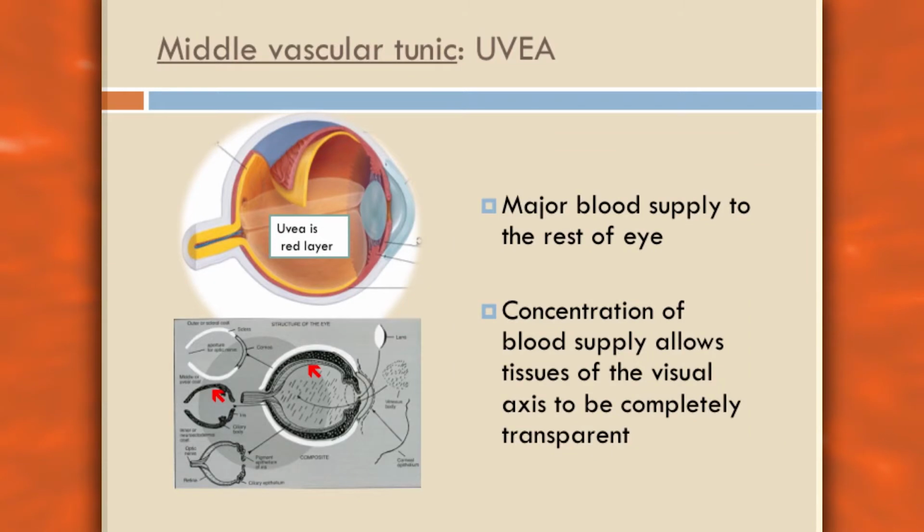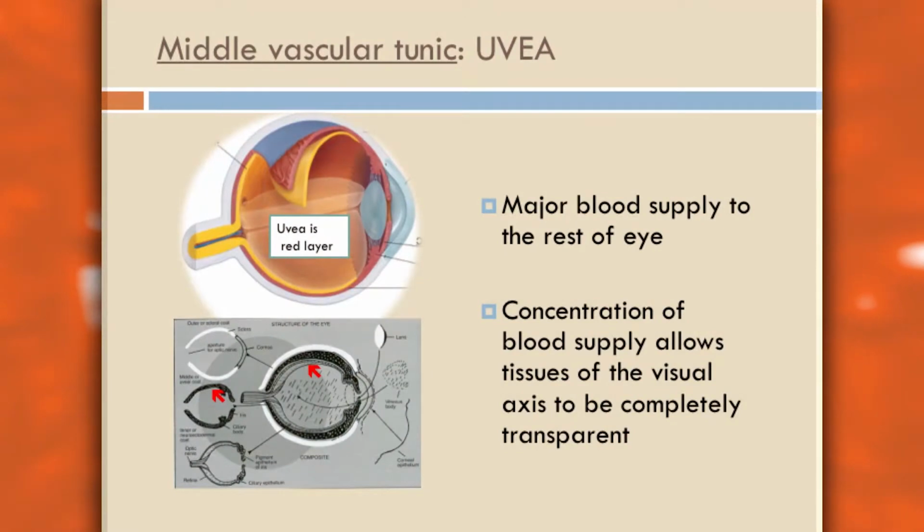Now we come to the business layer that we're going to talk about today, the uvea. It's the red layer on this cartoon. It's the major blood supply. And why is the blood supply concentrated here? Because you couldn't have a transparent structure with blood vessels all over it. Yes, blood vessels grow onto the cornea during disease, but they're not there during health. So the eye has evolved to keep all the blood vessels in this one beautiful but complicated layer.